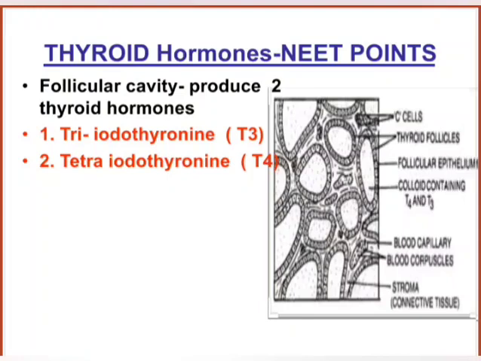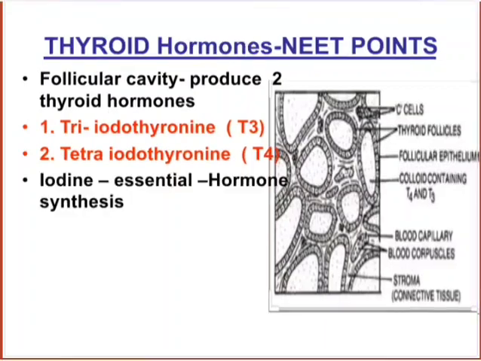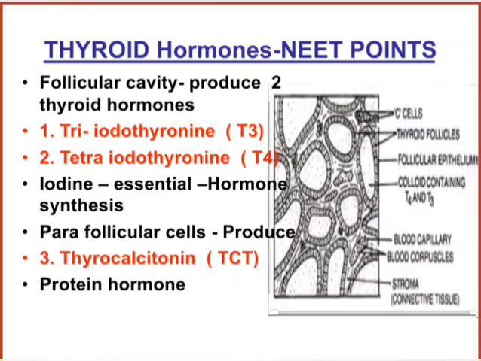Thyroid gland hormones, the hormones secreted by the thyroid gland. This follicular cell synthesizes 2 hormones. Number 1, triiodothyronine, commonly called T3, and tetraiodothyronine, commonly called T4. The tetraiodothyronine is otherwise called thyroxine. Iodine is essential for the normal rate of hormone synthesis in the thyroid gland. Look at the picture. This is a cross section of the thyroid gland. You might have seen the thyroid follicles and C cells. Remember that the thyroid follicles, that is the follicular cavity, produce the above said 2 hormones, that is T3 and T4.